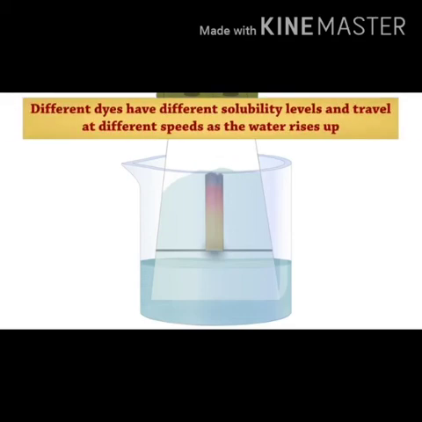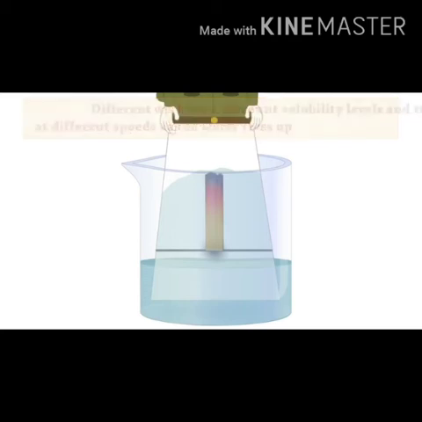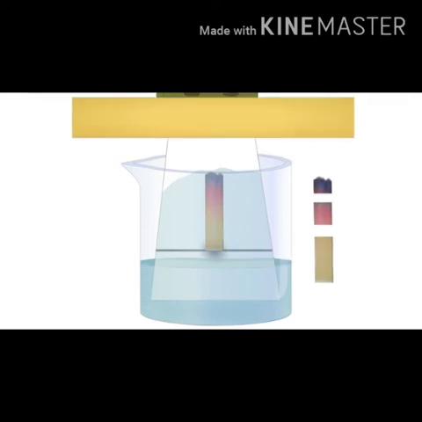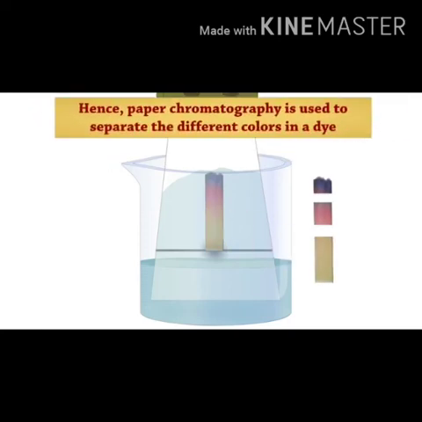Different dyes have different solubility levels and travel at different speeds as the water rises up. As a result, we see different colored strips at different heights, and the dyes get separated. Hence, paper chromatography is used to separate the different colors in a dye.